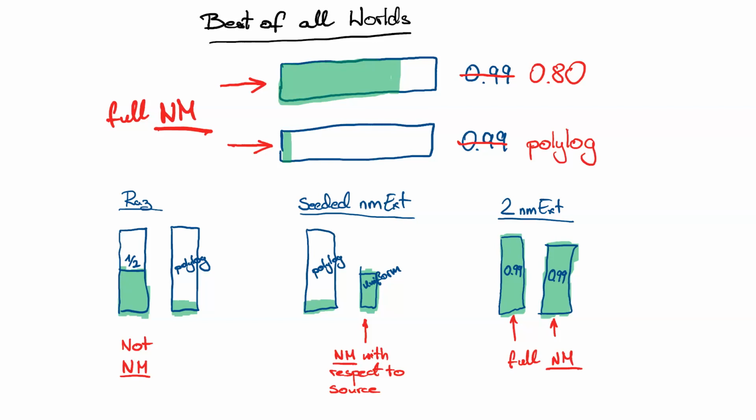It can be 0.8. And finally, if you look at RAS extractor, we sacrifice a little bit of entropy. We go from entropy rate half to entropy rate 0.8, but we gain full non-malleability.